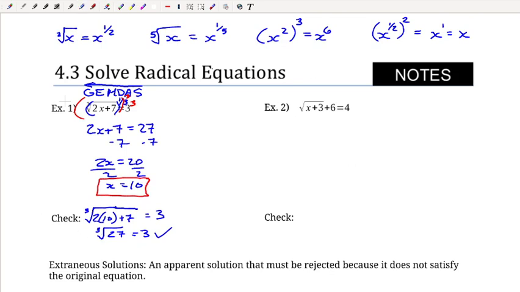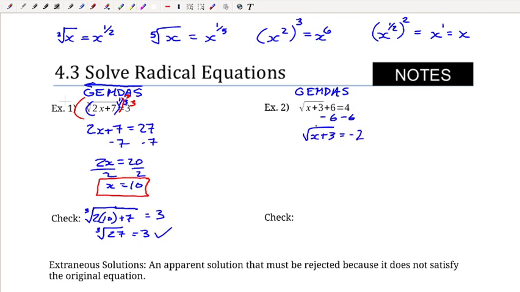Let's try another one. Again, we're going to take this GEMDAS going backwards. So in this case, I'm looking for, do I have any addition and subtraction? You bet I do. I've got this plus 6 outside my grouping symbol, so I'm going to start by moving that over to the other side. So I've got root of x plus 3, 4 minus 6, which is negative 2.